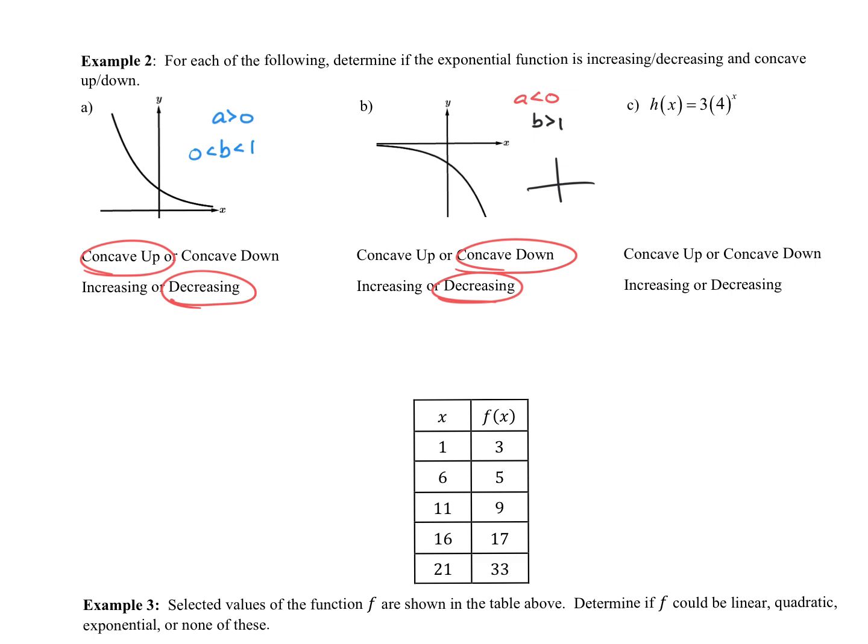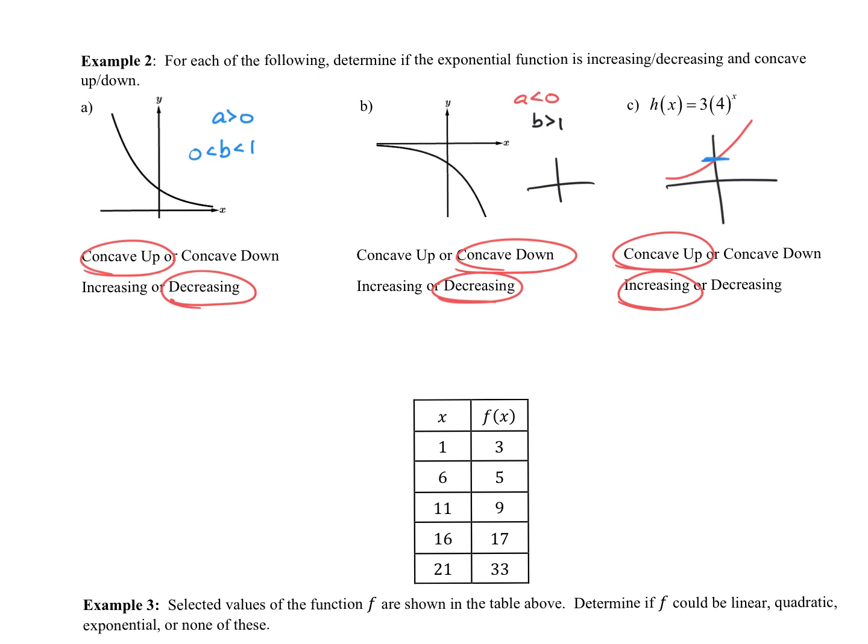Let's look at C now. Does this one have a picture? No. So let's draw our picture. What do you know A is? It's greater than 0, right? And what's B? It's greater than 1. Now I should be able to draw my little picture. What's it going to do? Just like that. Is that concave up or concave down? Concave up. Is that increasing or decreasing? It's increasing. Now I want to go a step further on this one because it's going to help you with number 14 on your homework.